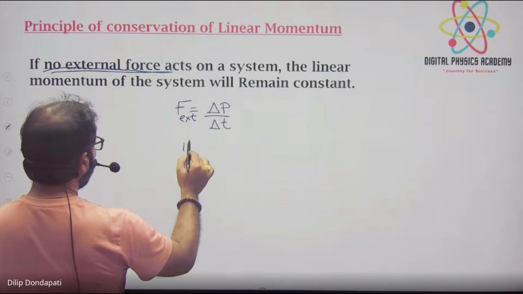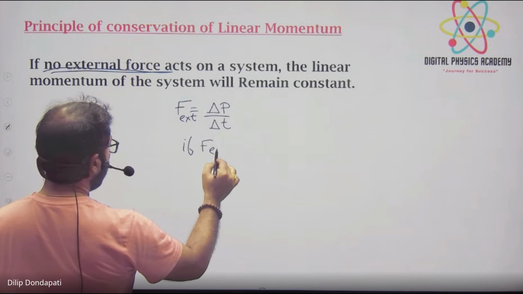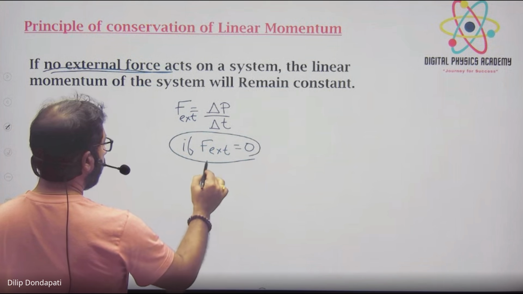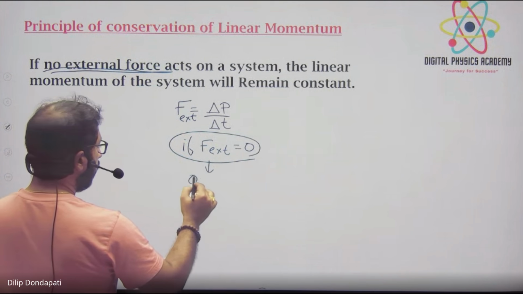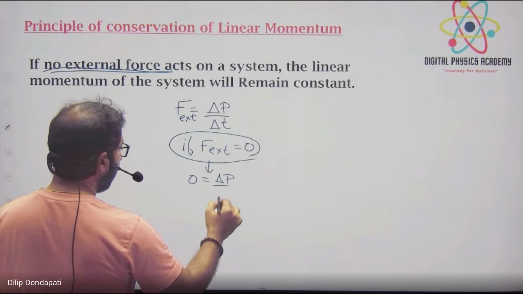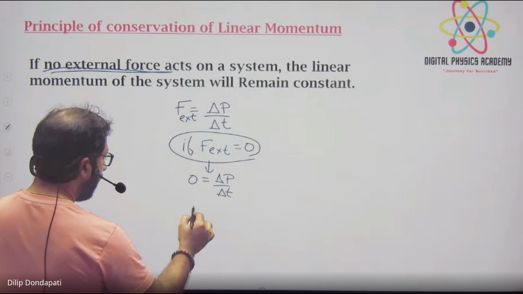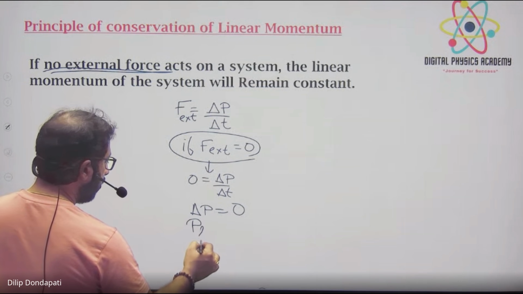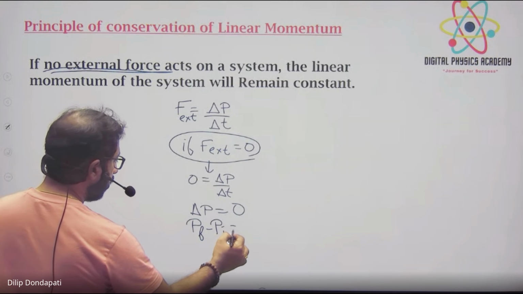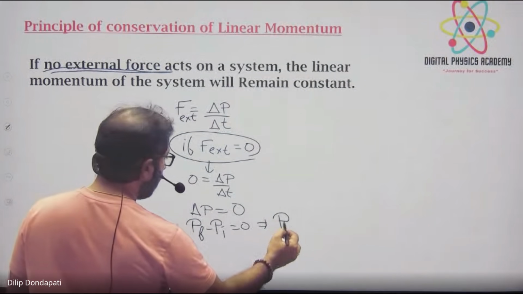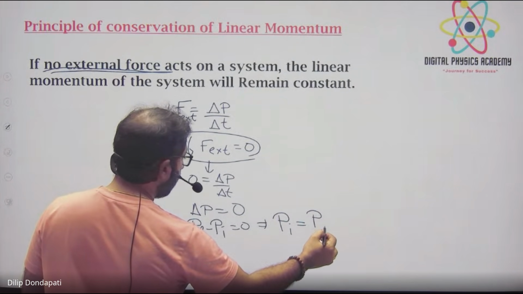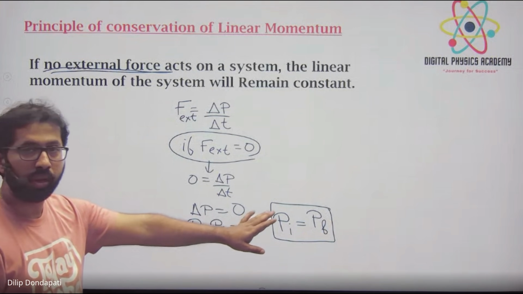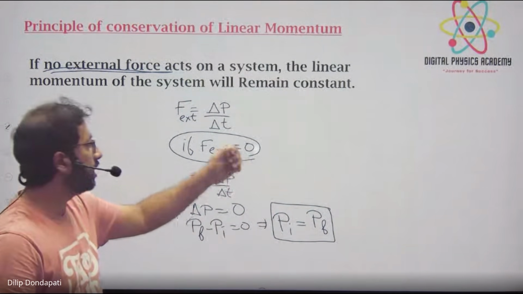If the external force is zero, in that condition, if I substitute in the formula, 0 is equal to delta P by delta T. From this, delta P is equal to 0. And delta P is nothing but final momentum minus initial momentum, equal to 0. This implies initial momentum is equal to final momentum. So initial momentum equal to final momentum will be true only when the external force is 0.